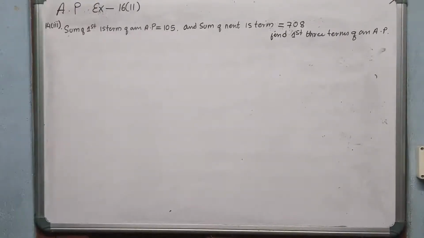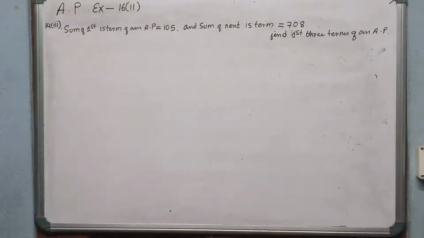Class 11 student, next is question 14.3. This is a concept based question. Now the question is: the sum of the first 15 terms of an AP is 105, and the sum of the next 15 terms is 708. First 15 and next 15 means altogether there are 30 terms. Find the first 3 terms of the AP.